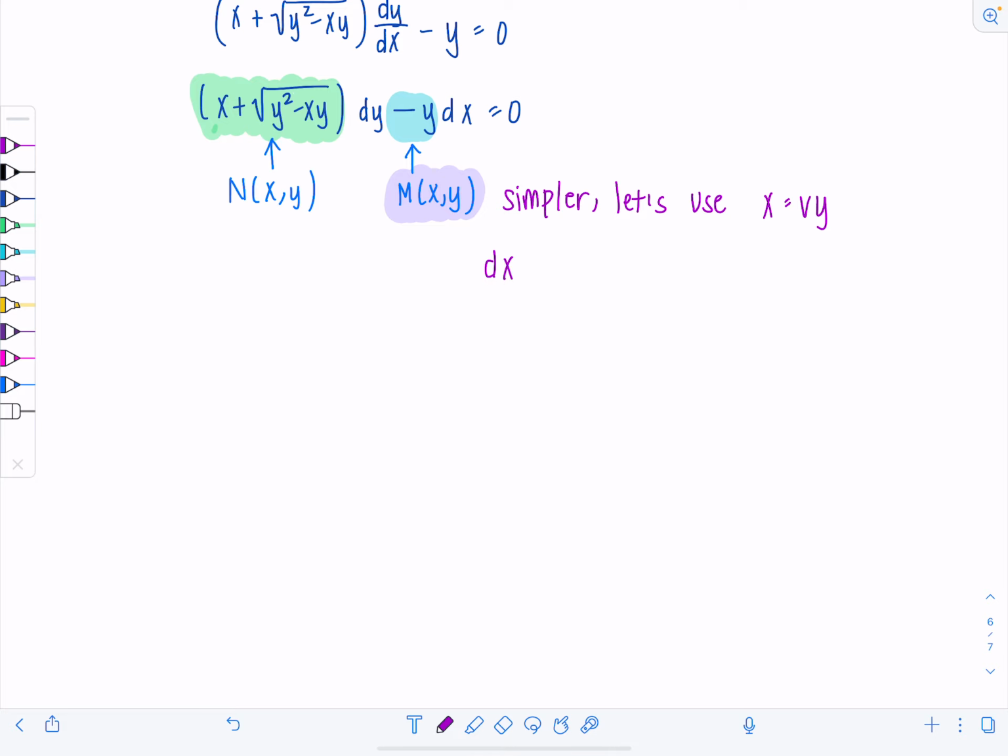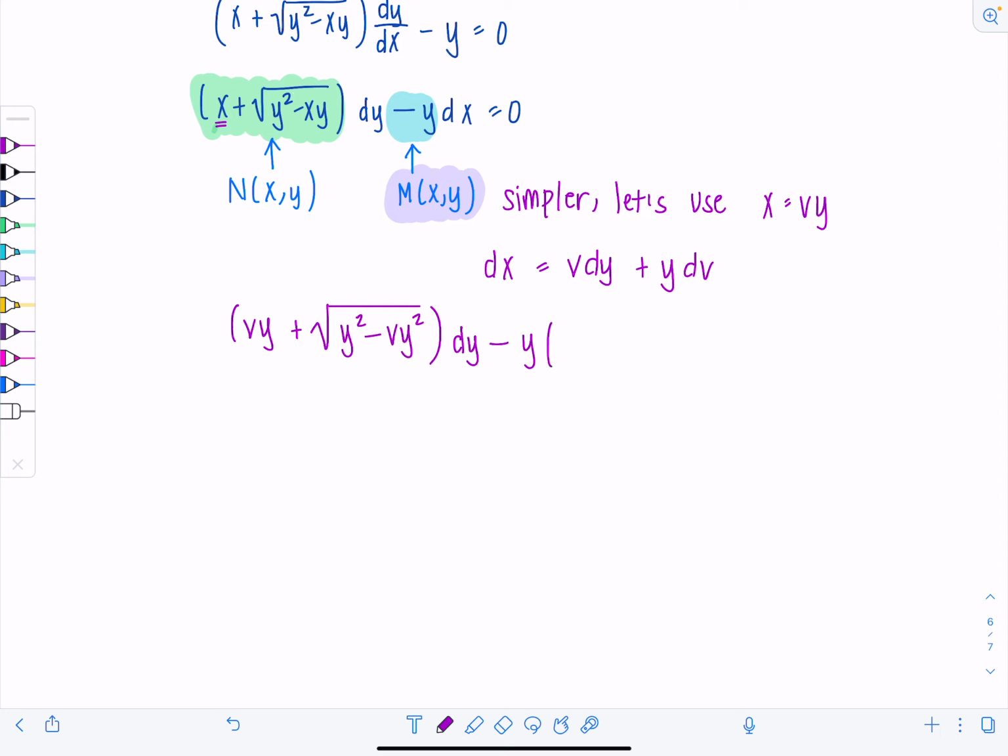So dx, again, product rule, v dy plus y dv. And then we're going to go ahead and substitute that into our differential equation. So instead of x, I'm going to write vy plus radical, instead of y, oh no, y squared stays, minus xy. xy is going to be vy squared, dy stays, minus y stays, and then instead of dx, we have v dy plus y dv equals 0.